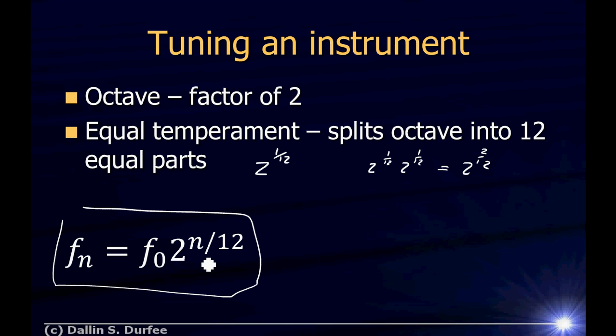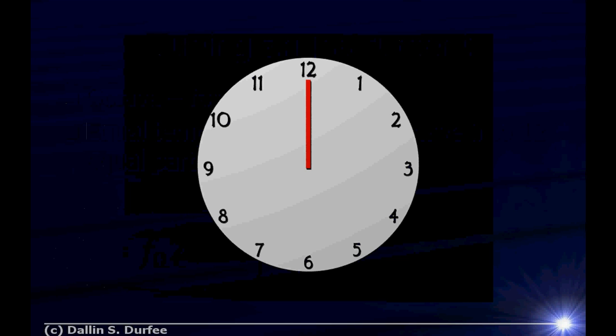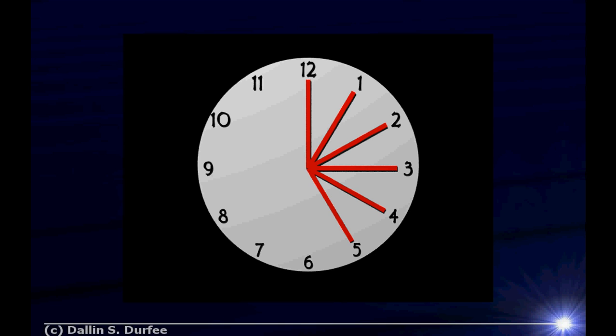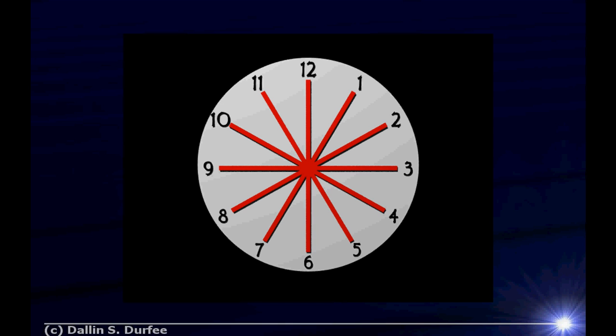If you go up 12 half steps, then you've gone up a factor of 2. So equal temperament mathematically splits the octave up into 12 equal steps, each one involving multiplication by a factor of 2 to the 1/12. We can imagine the notes in an octave kind of like the numbers on a clock face. There's 12 of them, and when you go all the way around, it starts over again, but up an octave. If I go up by a factor of 2 to the 1/12 over and over again, I can calculate the frequency of each note and tune my instrument. That's how equal temperament tuning works.